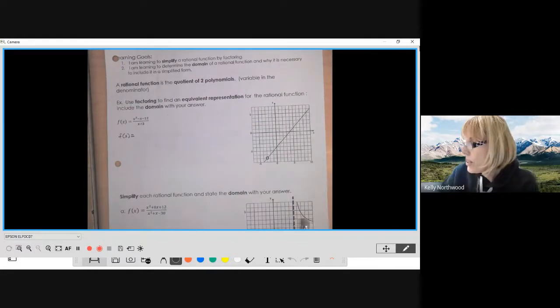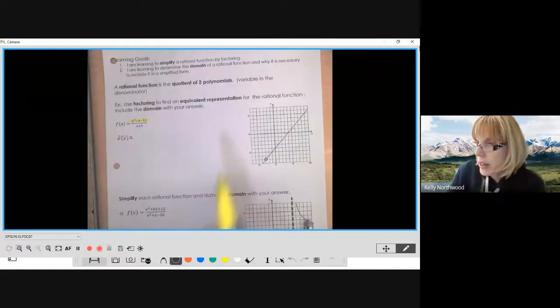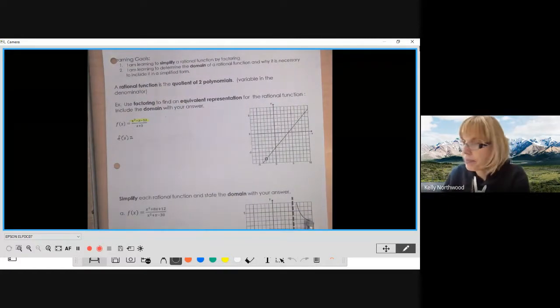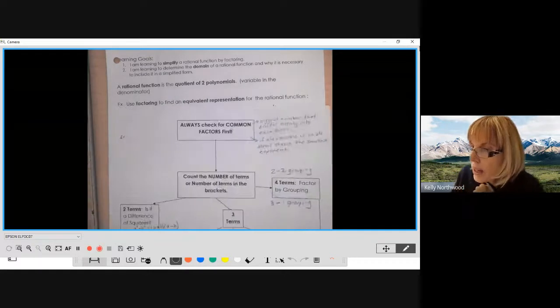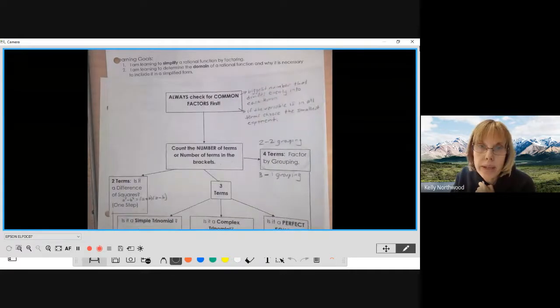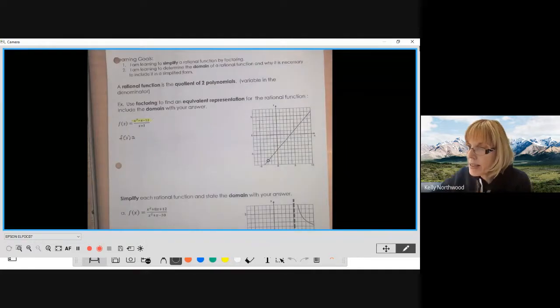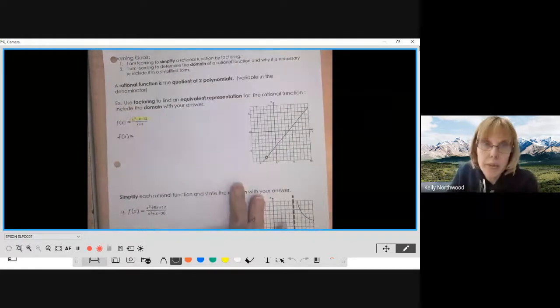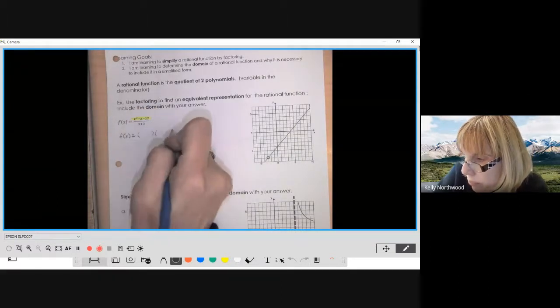We're going to look in the numerator first and see if there's any type of factoring we can do in the numerator alone. We've got our handy factoring flowchart, and it says to check for common factors first. There isn't any in the numerator. Count the terms. There's 3. Is it a simple trinomial? It is, because there's a 1 in front of the x squared. So now we should be able to factor the numerator.